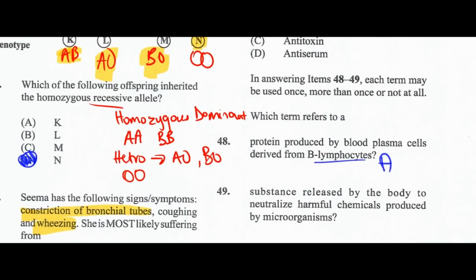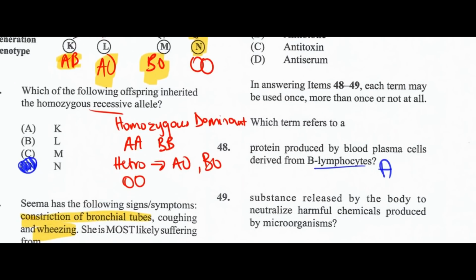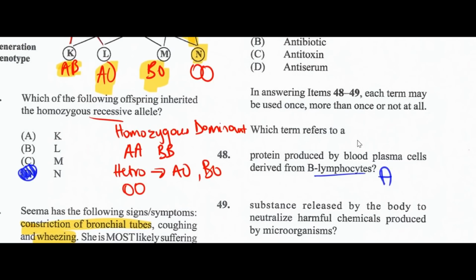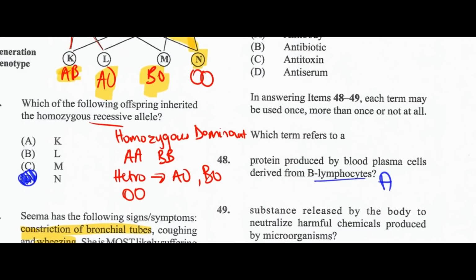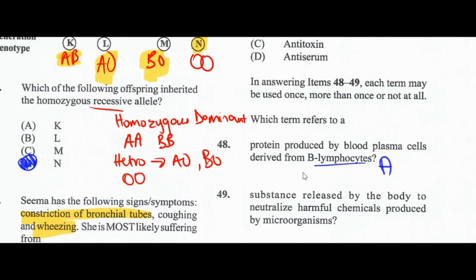49, substance released by the body to neutralize harmful chemicals produced by microorganisms. That sounds like antibiotics or antitoxins. Let me check. Alright, so I found antiseptic, which actually makes a lot of sense. So I'd go with antibiotics, but no, antitoxins, because antibiotics are solely for bacteria, I think. Yeah, only for bacteria. And antitoxins are for toxins overall. And harmful chemicals are toxins.